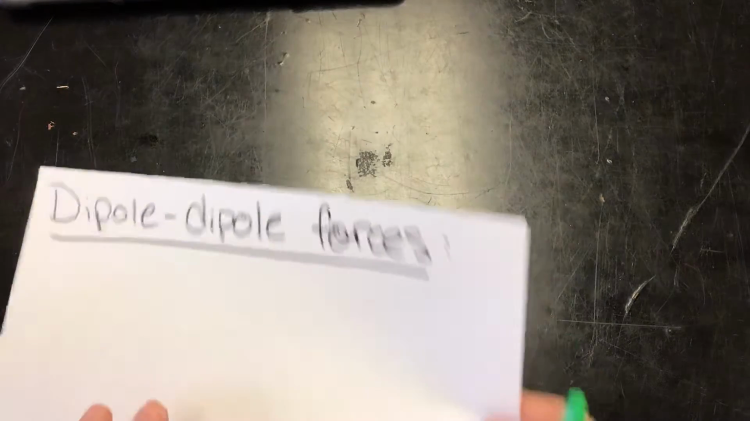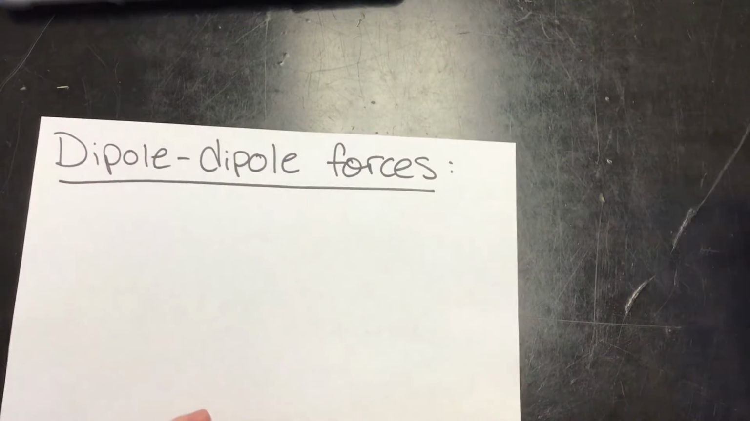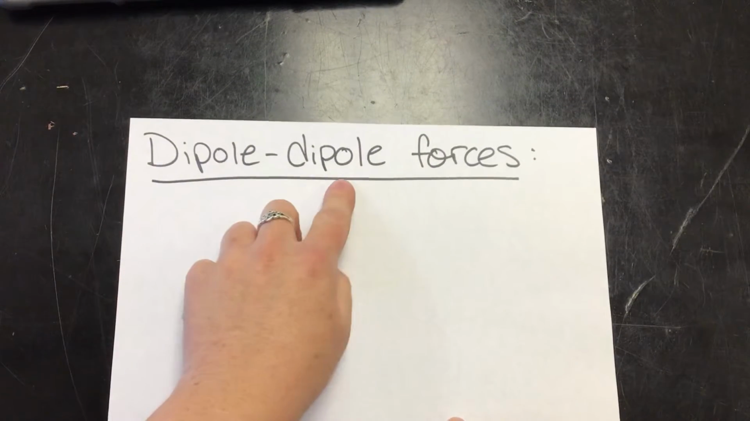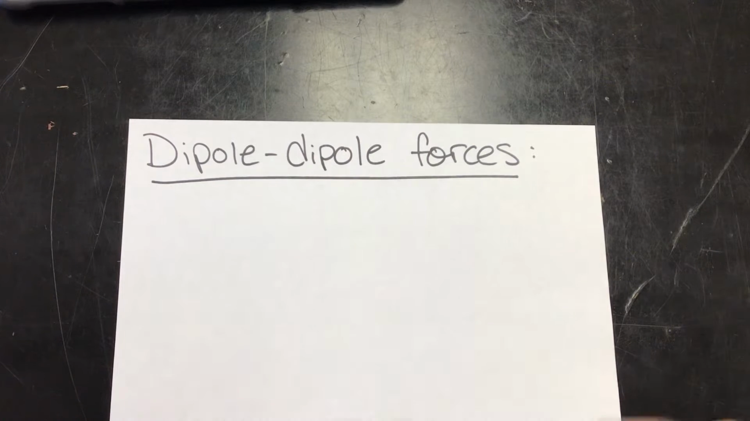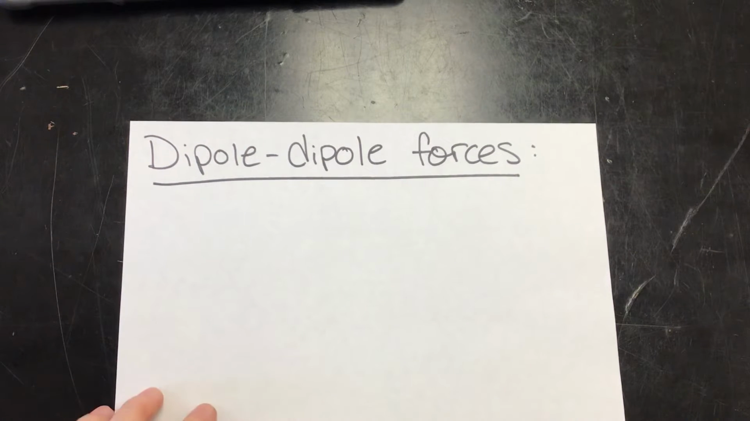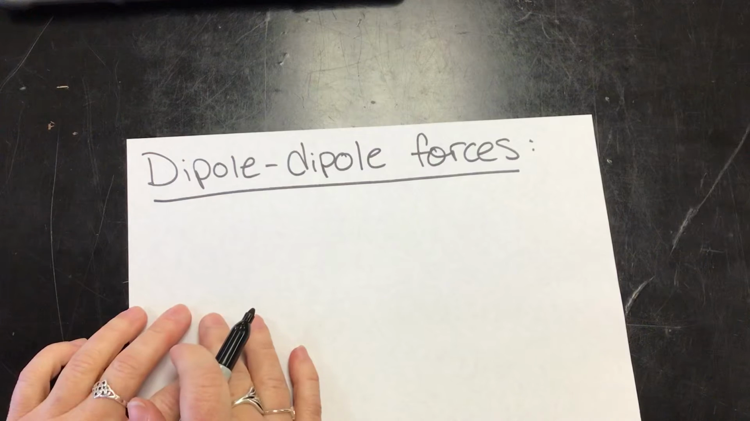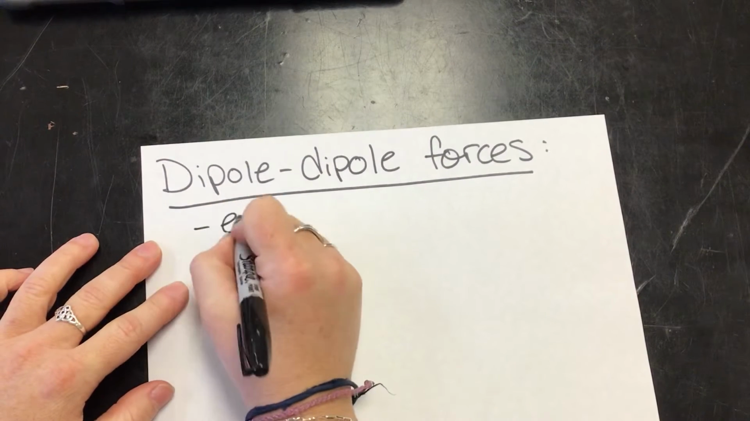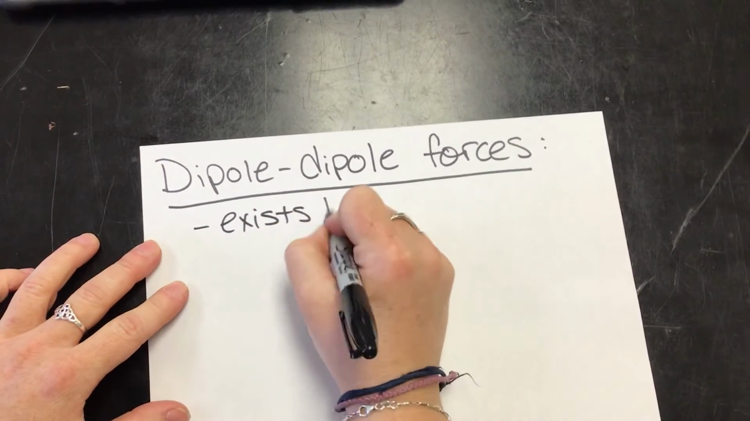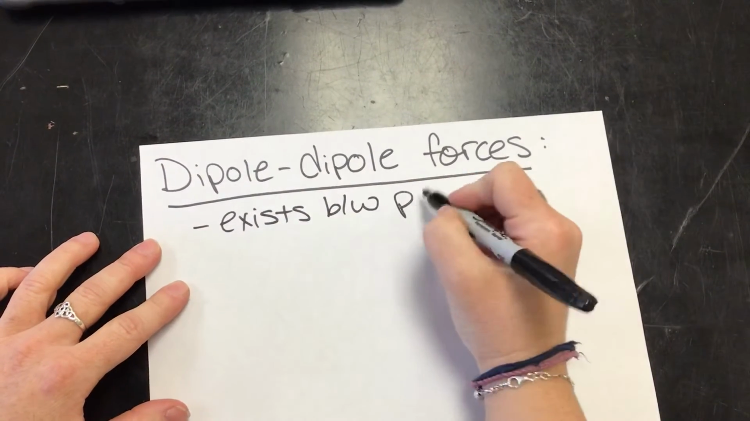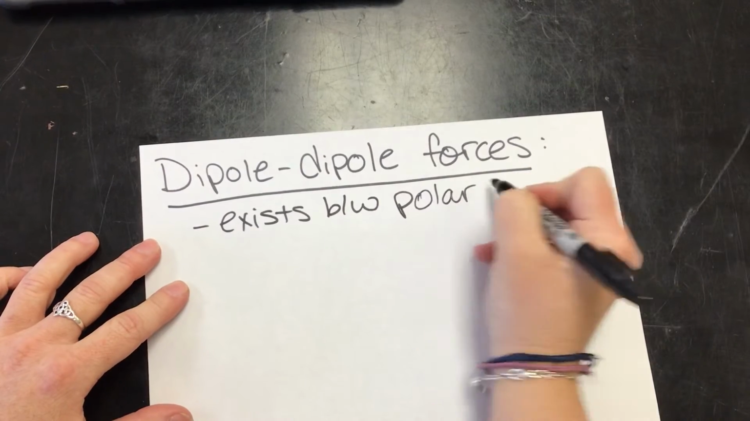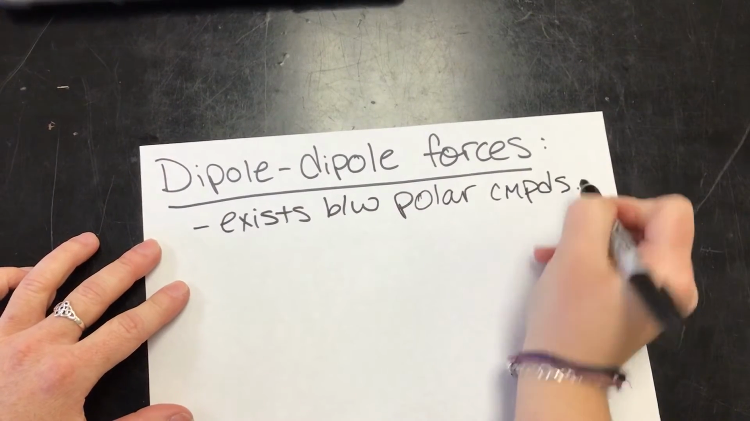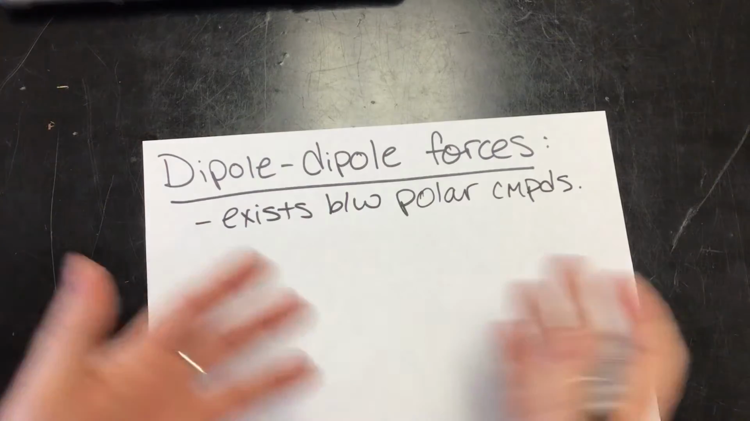The next one that we're going to talk about is a dipole-dipole intermolecular force. So it's exactly what you think. A dipole is a polar covalent compound. So this is a little bit stronger than those London dispersion forces, and it exists between polar compounds or dipoles. Okay.